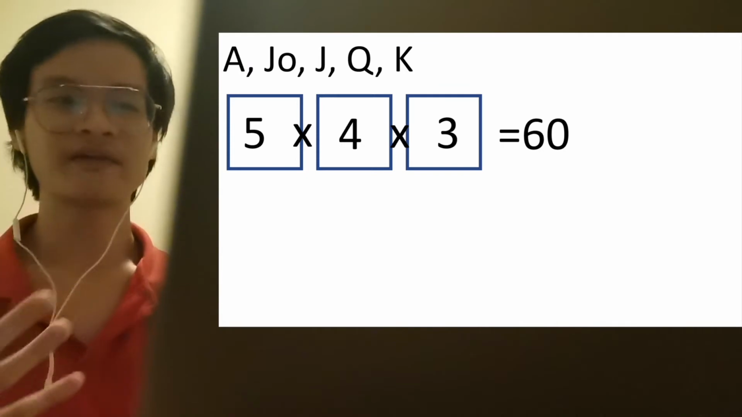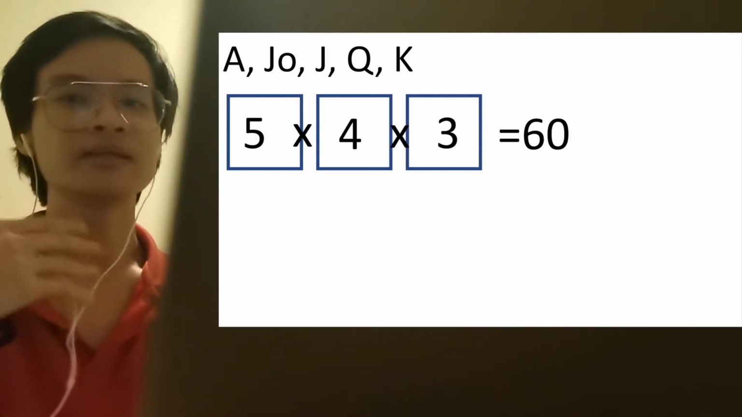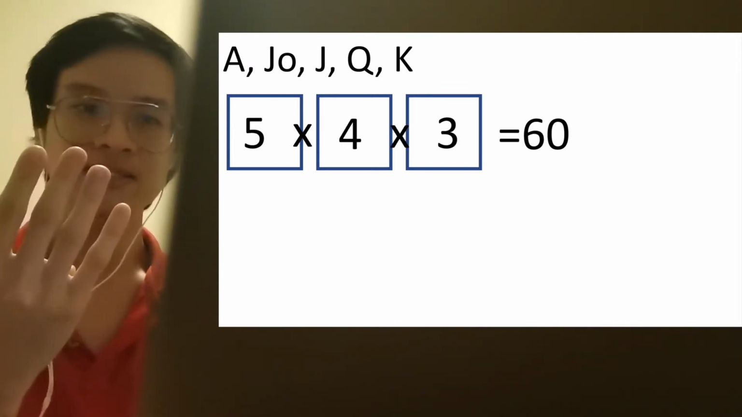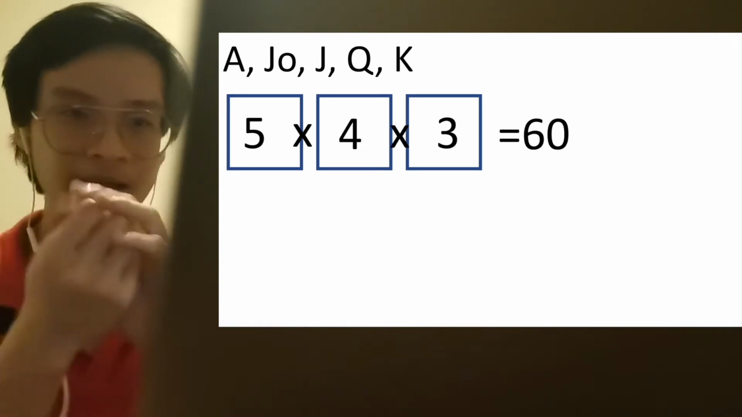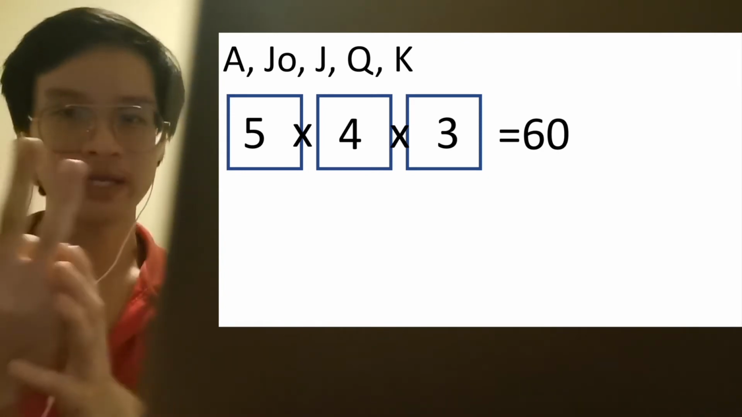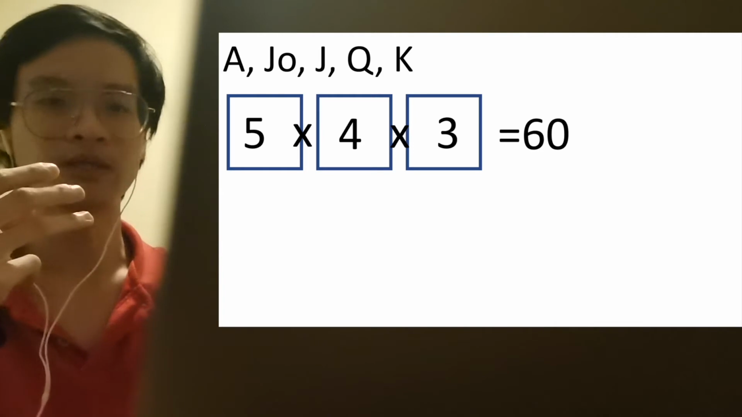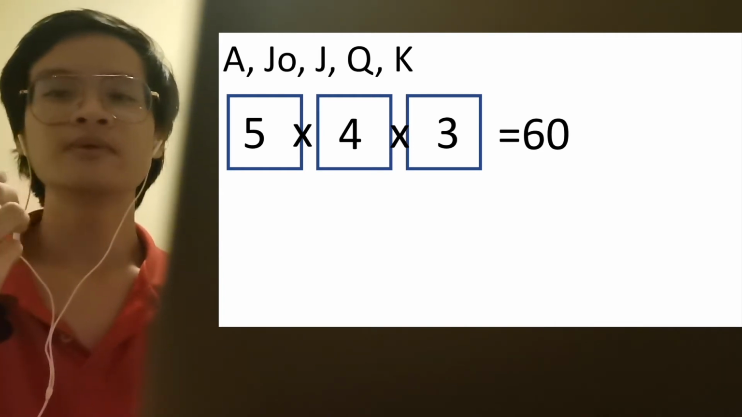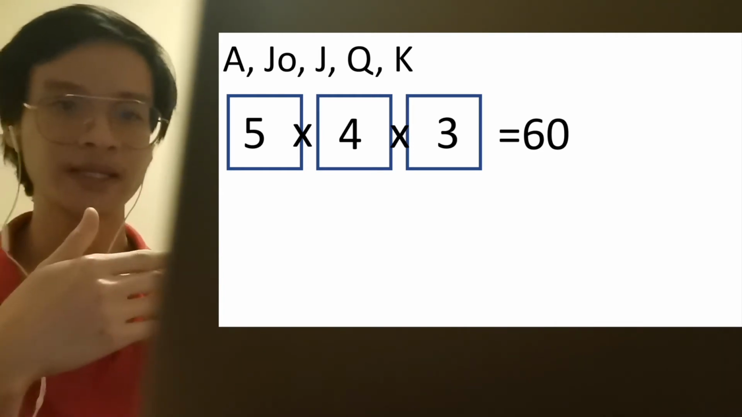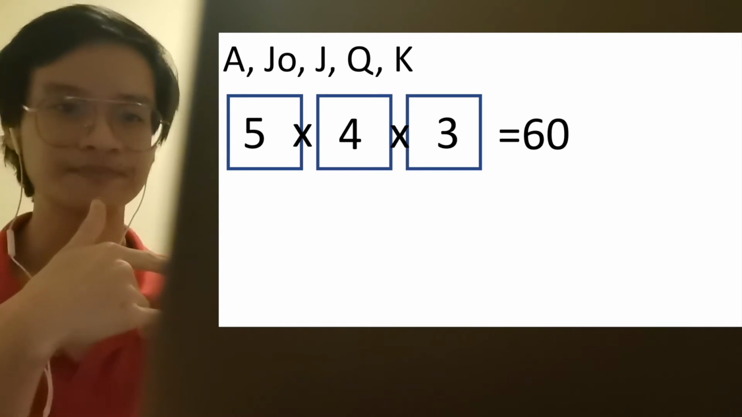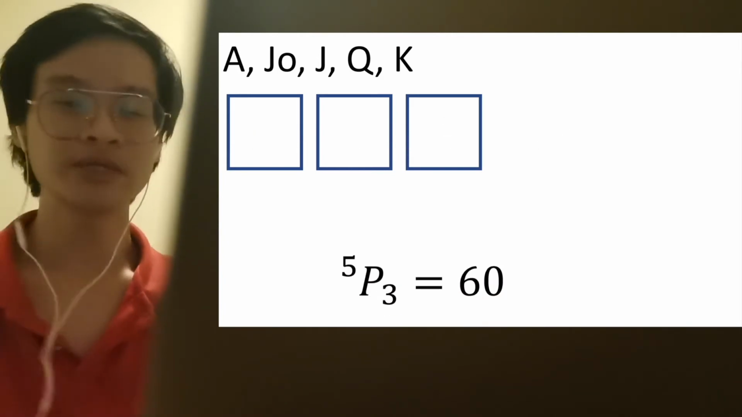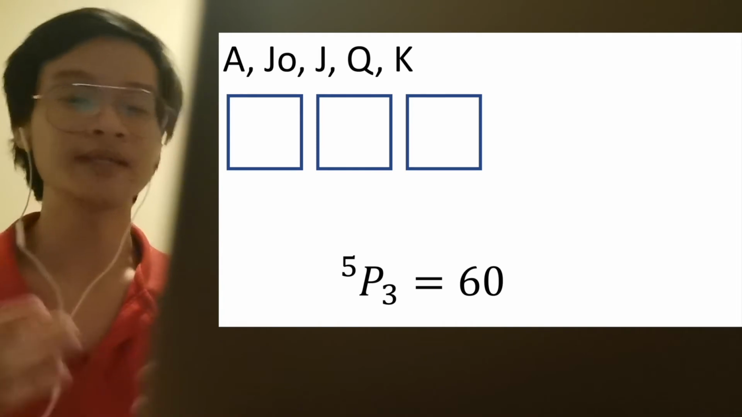Any one of the 5 cards can enter the first box. This leaves 4 cards. Then you place any one of them into the second box, leaving 3 cards, and any one of them can go to the third box. So you have 5 times 4 times 3 in the end. This gives you 60 arrangements. Then you can use permutation, which is 5P3, and this gives you 60 arrangements as well.